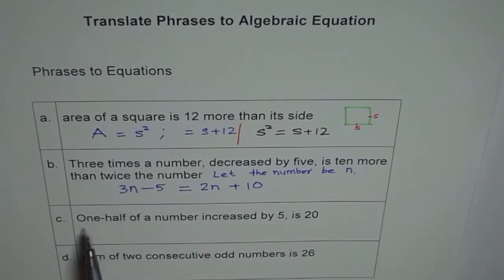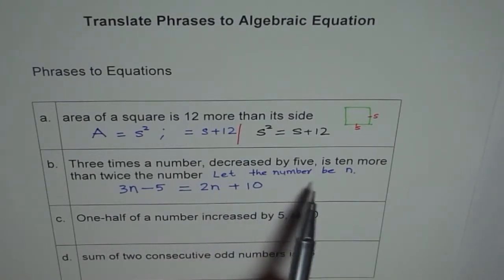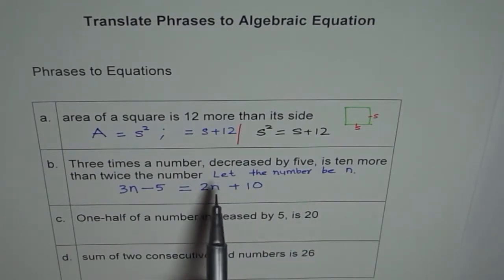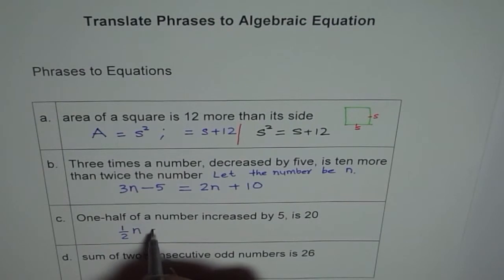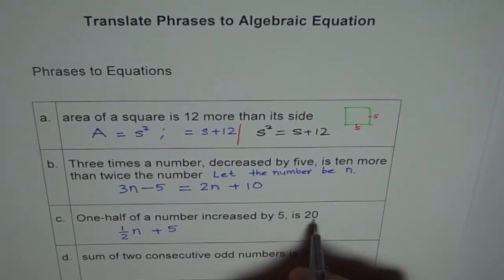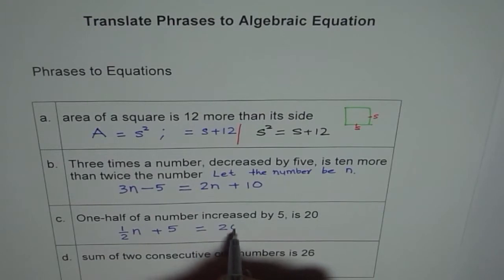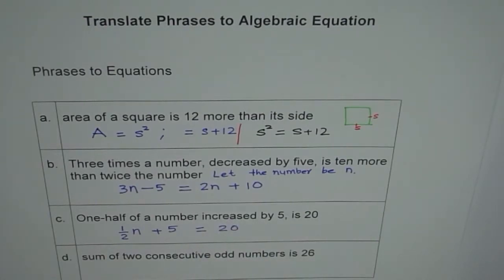Next one. 1/2 of a number increased by 5 is 20. So we say let the number be n. I'm not repeating it, but you should. Let the number be n. And then 1/2 of a number. So this is half of a number, right? Half of a number increased by 5, plus 5, is 20. That's it. So see how easy it is, right? Is translates to equal to, correct? And things like increase to plus, decrease to negative, times multiplication, half is division, like a quotient. Do you see that?